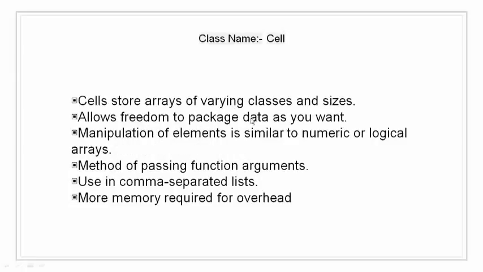Cell class. Cell class is this class that stores arrays of various classes and sizes. Again, it is similar to structure. This kind of storage allows freedom to package data as we want. Another perk is that manipulation of cell remains similar to that of numeric class or logical class. Like structure, cell classes are used to pass arguments as input to functions, making the calling function look less cluttered and making the manipulation of argument values very simple. This is also used in comma separated lists. Like structures, it stores various other classes of all sizes. Hence the memory requirement is more for cell. Hence initially the memory overhead is very high.